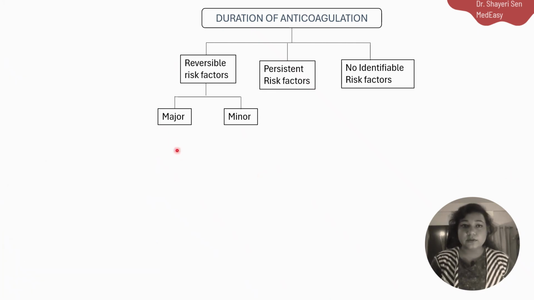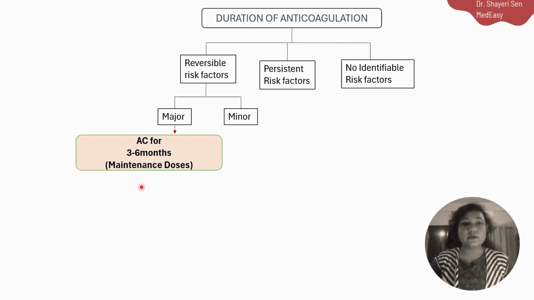Now, if the patient has a major reversible risk factor, we are going to continue the anticoagulation for 3 to 6 months on maintenance doses. Now note here, the anticoagulation therapy is given in 3 phases. The first is the initiation phase that we gave in acute care. In the post-acute care, we are giving the initial therapy or the initial maintenance doses in patients with a major reversible risk factor. There's something called an extended therapy, and I'm coming to it in a bit.